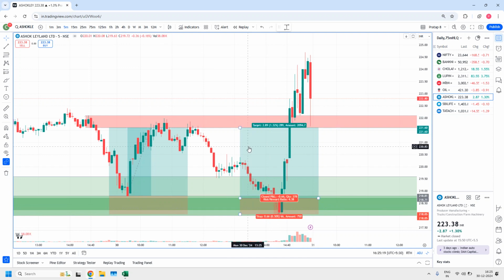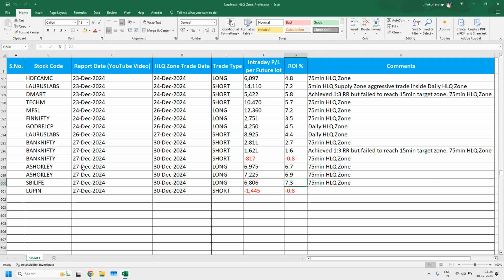Okay, Ashok Leyland, both the trades, how much profit they have given. First trade is with the entry buffer I considered. Second trade, because it is a clean trade, prices entered. Suppose if anybody did not use entry buffers, your second trade would have been executed. So that way I am considering.